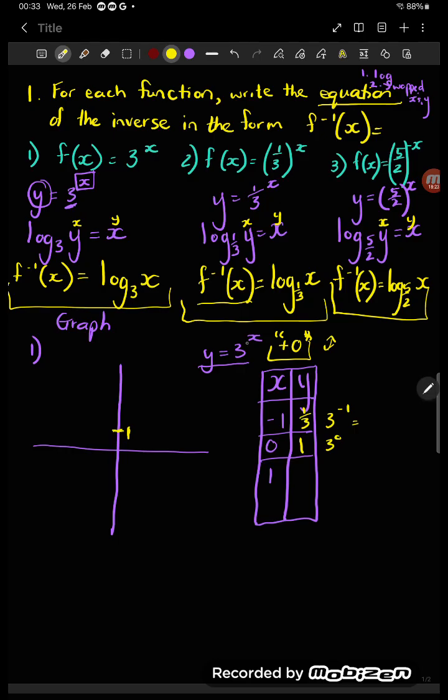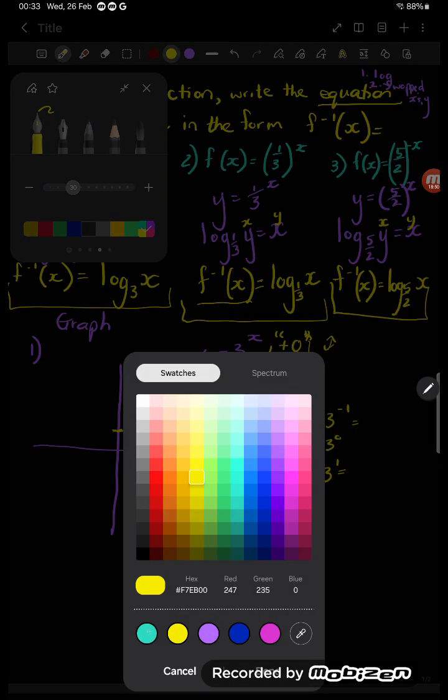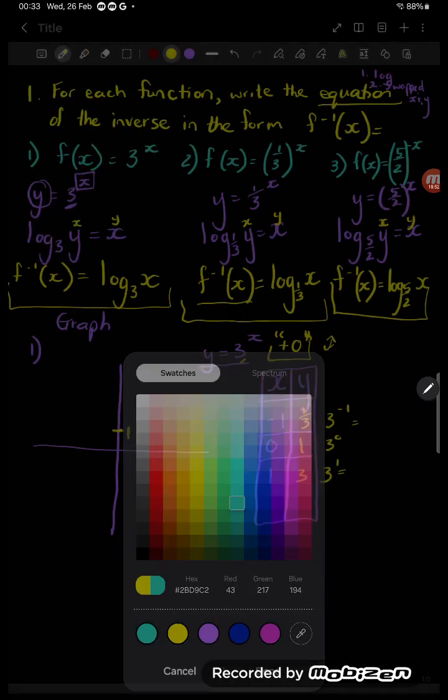Because anything to the 0, y-intercept, x is 0, is always going to be 1. No matter what this number is, it's always going to be 1. Okay, cool. So if x is 1, then y, so 3 to the 1 equals just 3. And those are my coordinate points, and this is why I like to do it vertically.